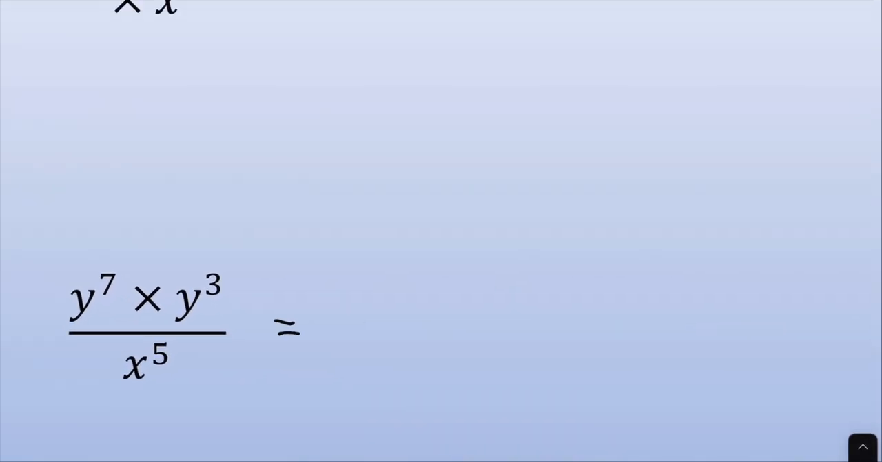Now here, the bases have to match. So the y's on top, the bases are alike. We're going to add the exponents. The x's are not. So you're going to leave that as you see it right there. So there wouldn't be anything more we can do, because the rule is only if the bases are alike do we combine the exponents.